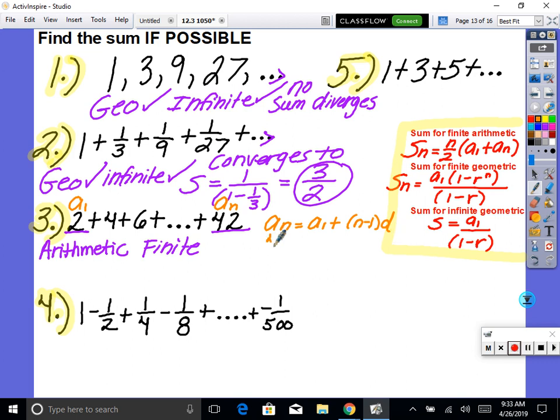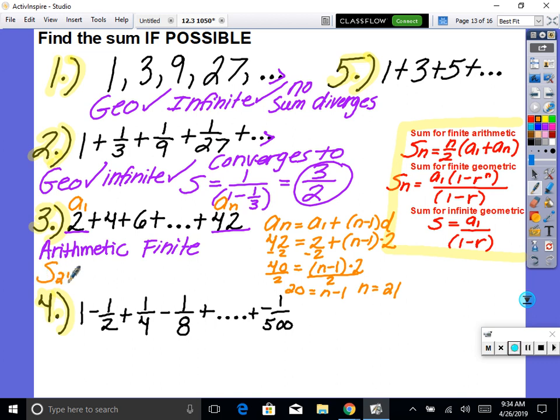So we know a sub n is 42. 42 is equal to a sub 1, which was 2, plus n minus 1 times, we don't know what n is, that's what we're trying to find, but we're adding 2, correct? So now solving for n, we would subtract 2. 40 is equal to n minus 1 times 2. Don't we divide by 2 next? Divide by 2, everyone. 20 is equal to n minus 1, therefore n equals 21. So now we can go use our formula.